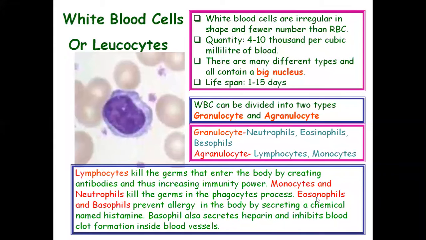Eosinophils and basophils prevent allergy in the body by secreting a chemical substance named histamine. Basophil also secretes heparin, which inhibits blood coagulation inside blood vessels. So all the things are important. So we can see WBC mainly has 5 types: neutrophil, eosinophil, basophil, lymphocyte, and monocyte.